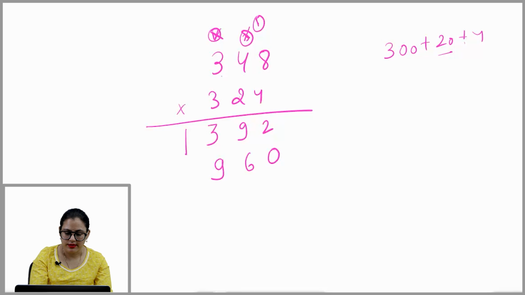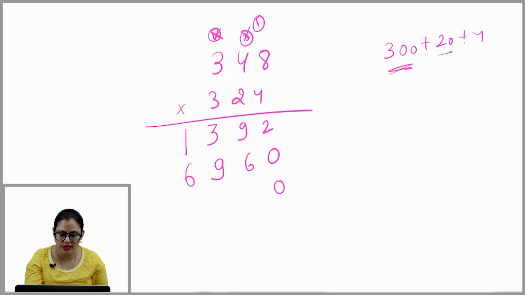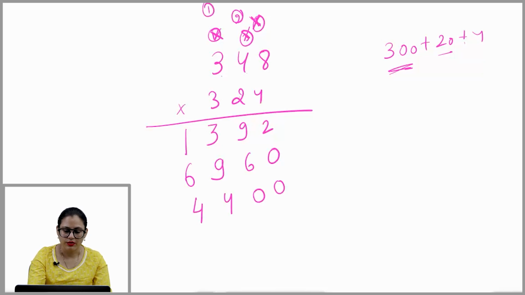2 3s are 6. Okay, now it's turn to multiply this number by 300. First, you will put 2 zeros here. Then you will multiply this number by 3. Now you can cross this one also. 3 8s are 24, 2 carry. 3 4s are 12 plus 2, 14, 1 carry. 3 3s are 9 plus 1, 10.